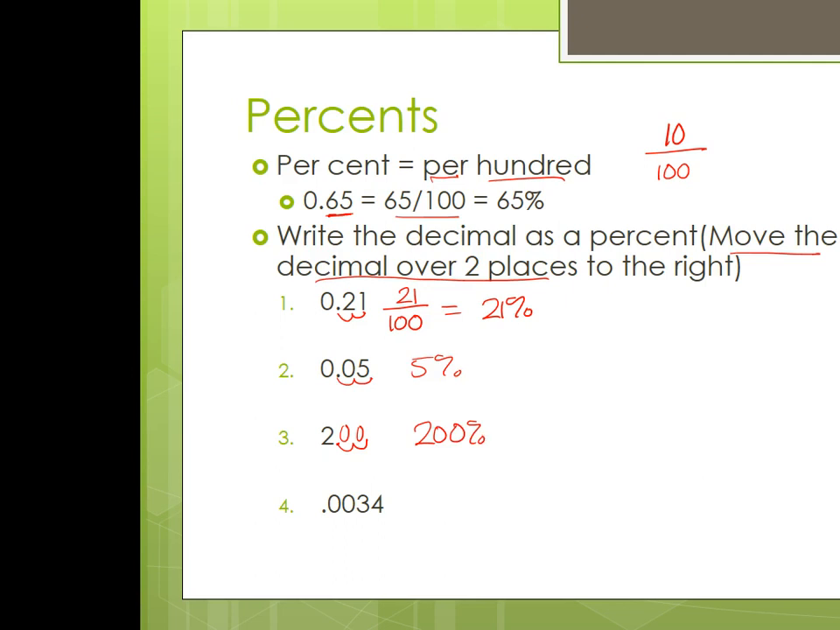1 would be 100% because that's one whole, and 100% is a whole. 2 is 2 of those, 2 wholes. Here, if you move this over twice, it's 0.34%, and then we often put a 0 in front of that. So you can have a decimal percent.